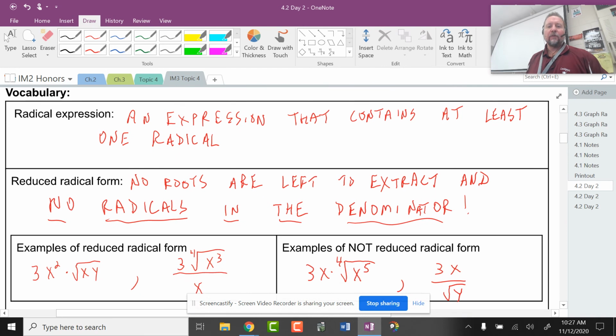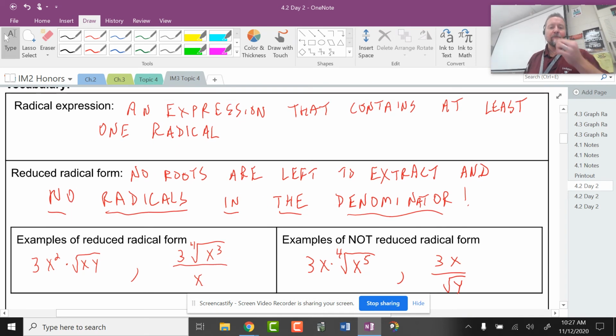Okay, so what are we going to be doing today? Dealing with a whole bunch of different radical expressions. We're going to be doing a whole bunch of different operations with radicals, and we got to know what it means for it to be reduced. So that's the second line there. No roots are left to extract. So let's look at this real quick, this sentence. What does it mean to be reduced? No roots are left to extract.